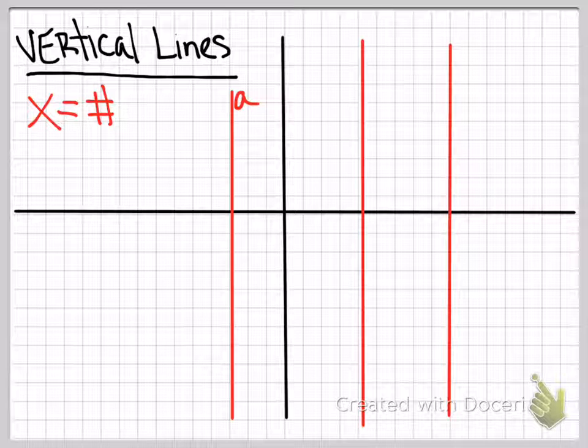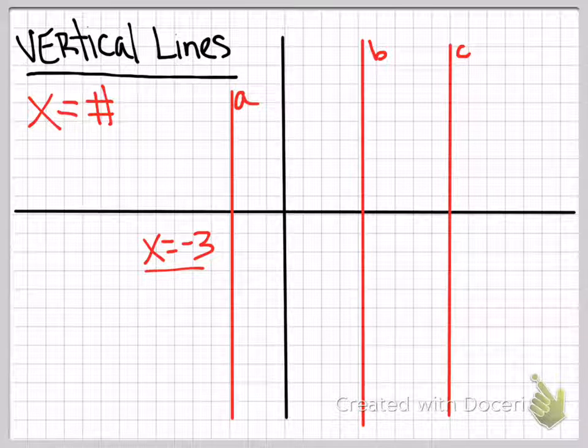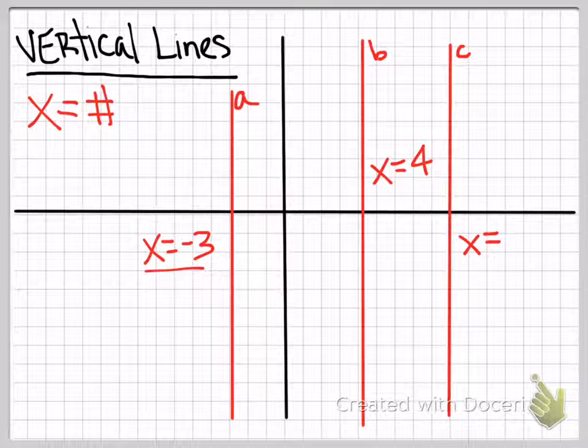If I said this is line A and line B and line C, who can tell me the equation of line A? Where does it hit the x-axis? You just told me the equation of this vertical line. What's B? What's C? 9. If your equation only has one variable in it, it can only hit that one axis.